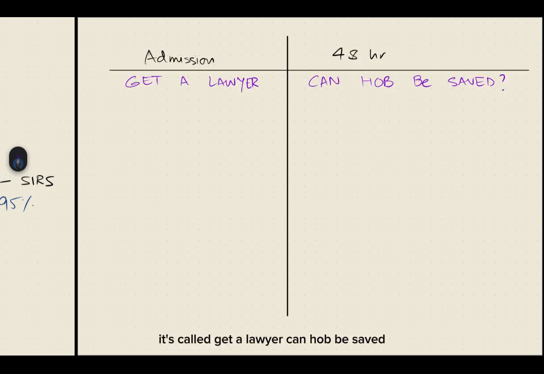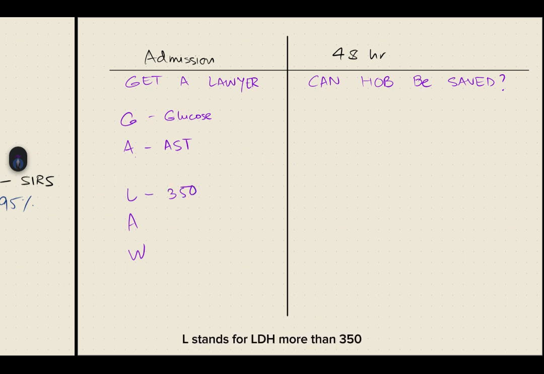So there's a good mnemonic to remember the admitting criteria and then the 48-hour criteria. It's called "Get a lawyer, can HOB be saved." So, "get a lawyer" basically is GALAW. G stands for glucose, usually more than 200 milligram per deciliter. A stands for AST, more than 250. L stands for LDH, more than 350. Age, that's usually more than 55 years. And WBC, more than 16.